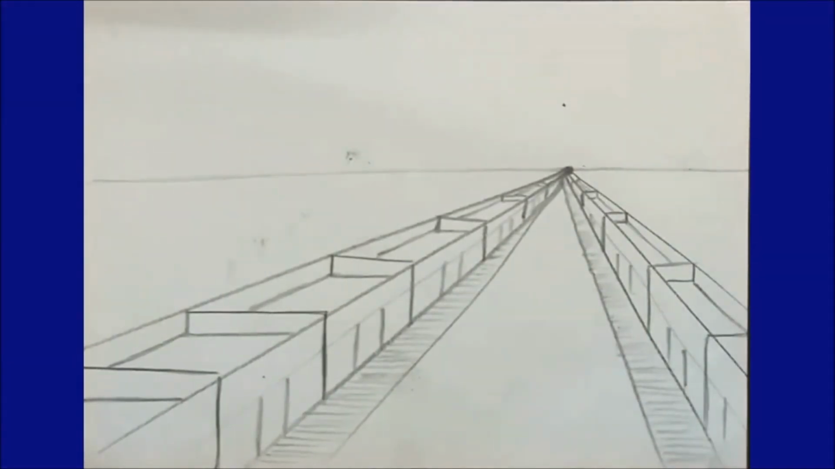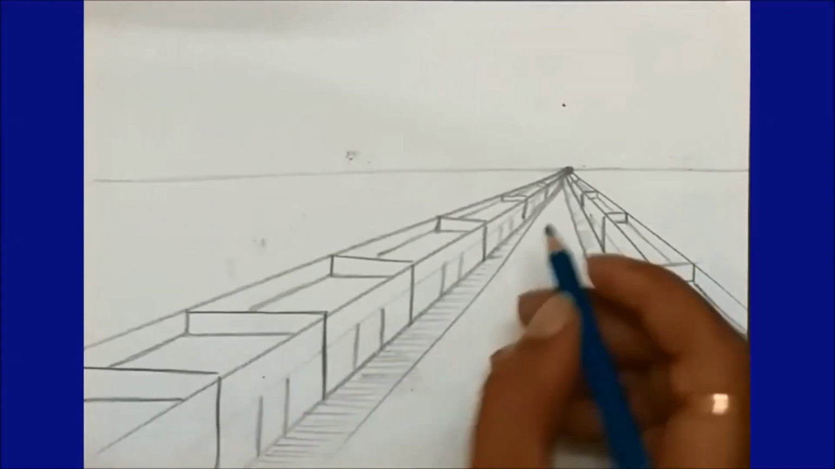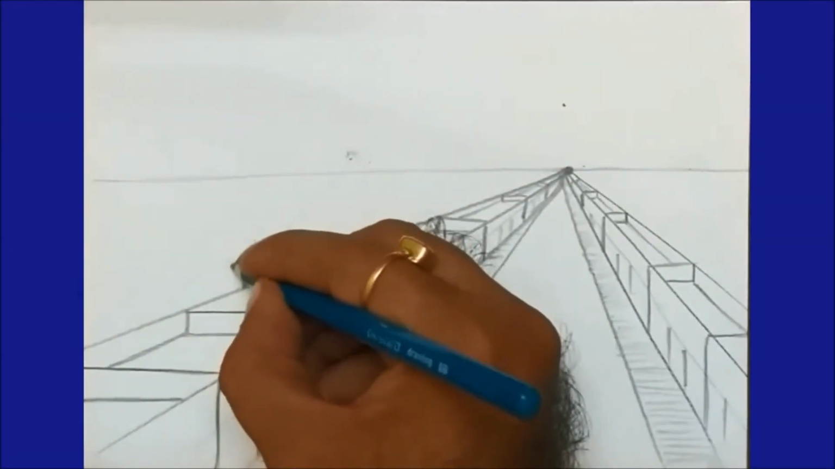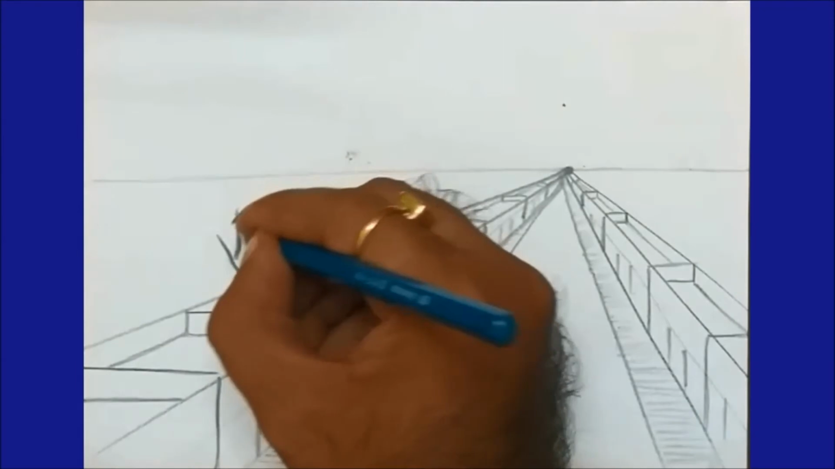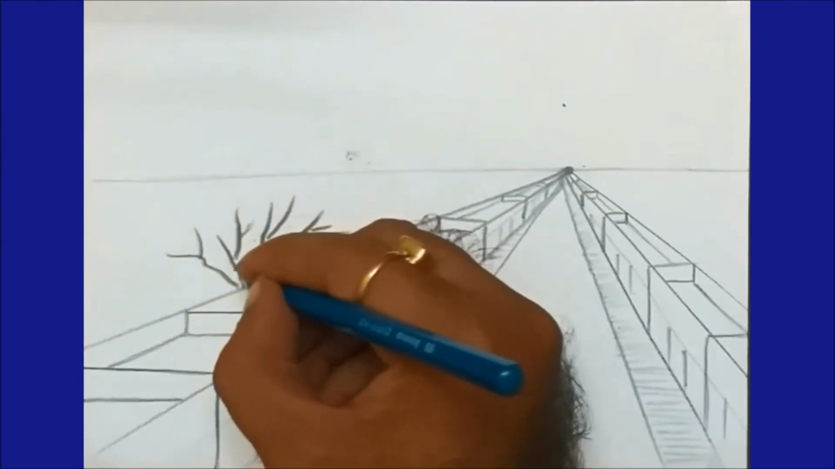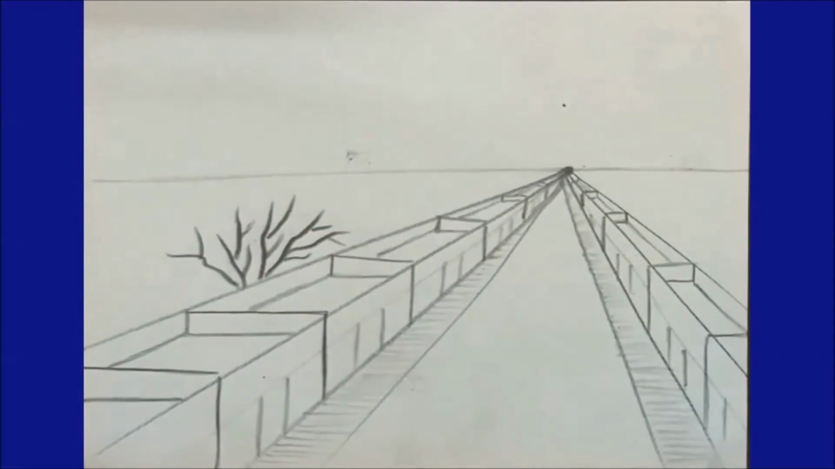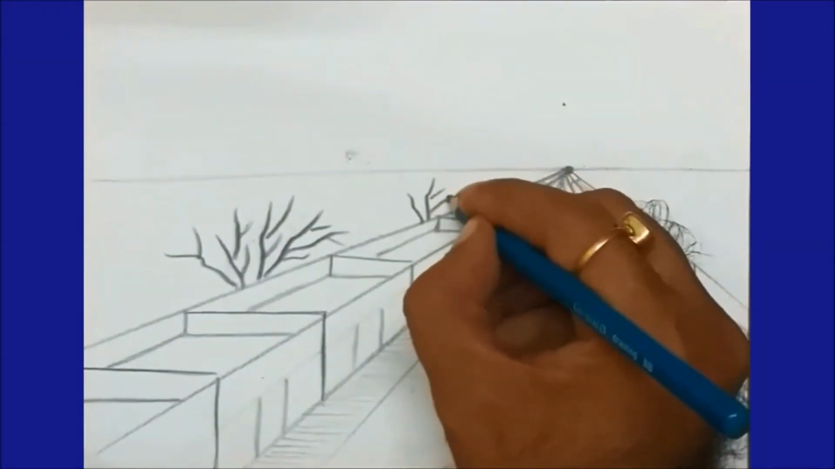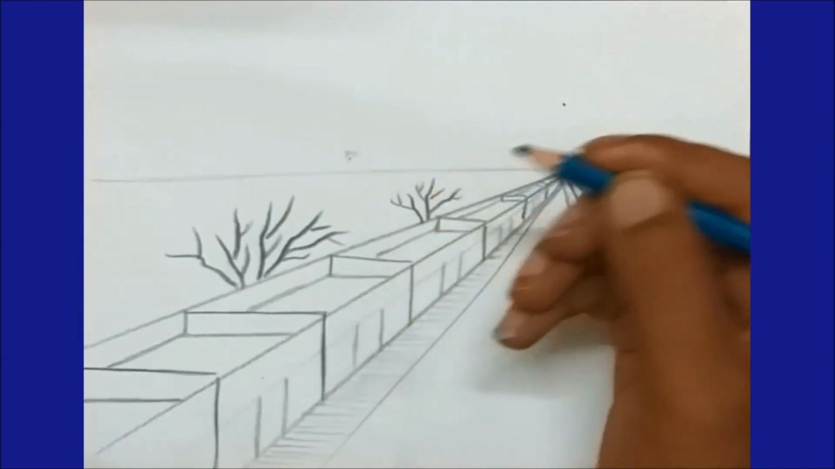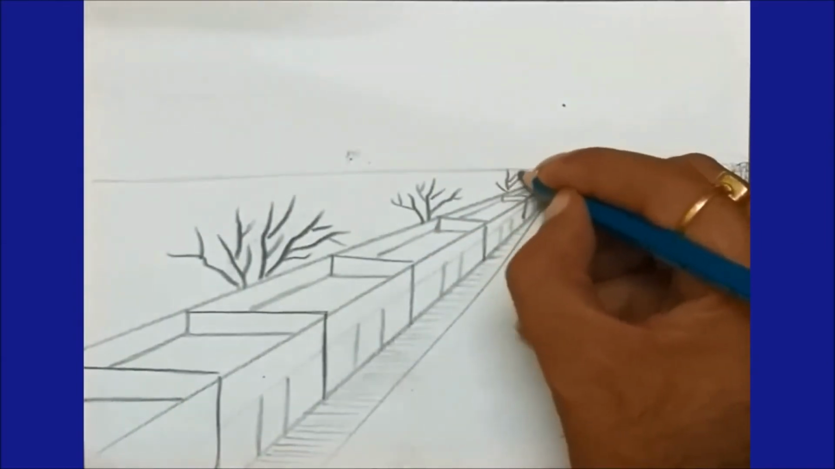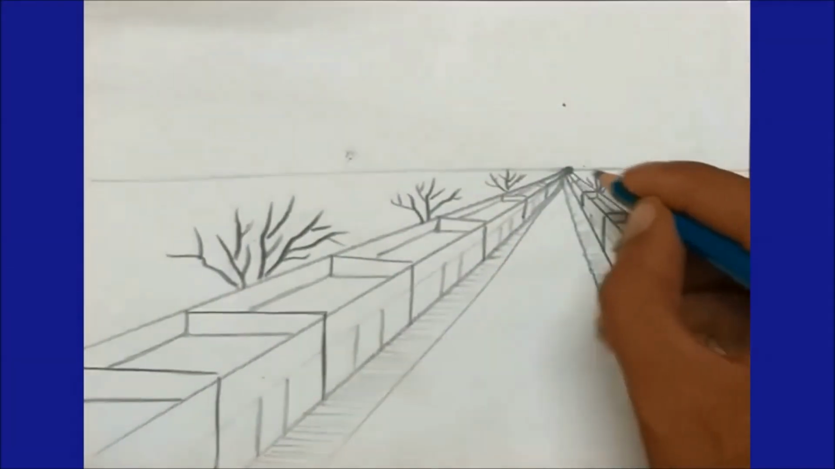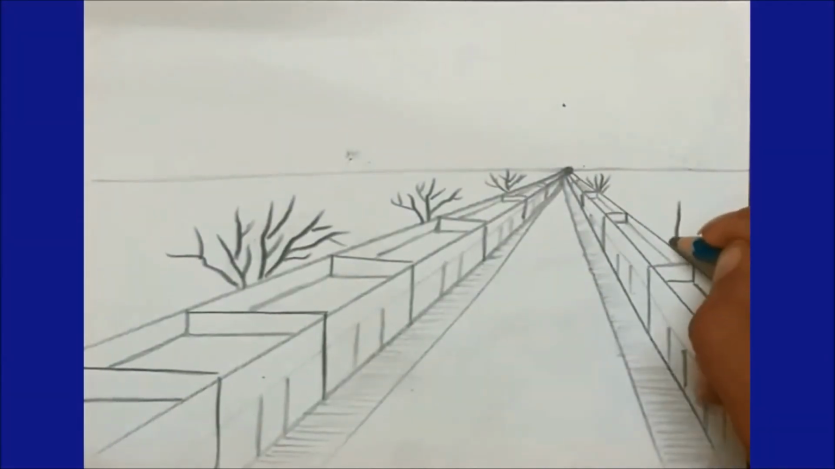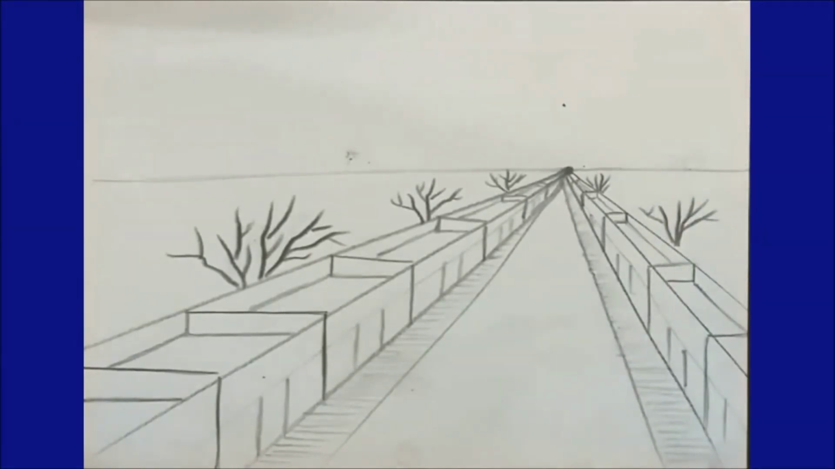Here, if I want to make a tree on the back side of the houses, I can make a tree. I can't make it long because it is beside the house. Same thing here. When it goes near the VP point, I can show the tree very small. When it comes to the VP point, you have to show small trees. Here my branches of the trees are ready.